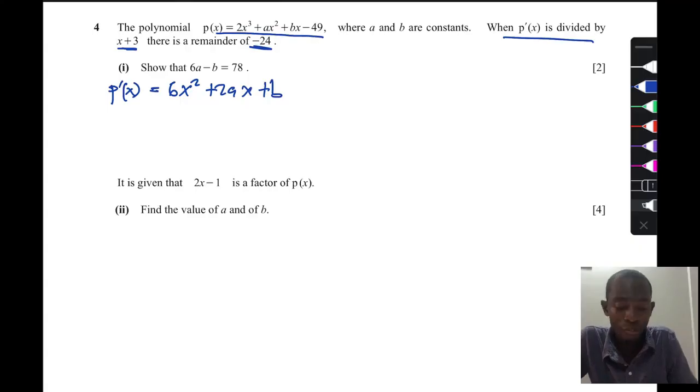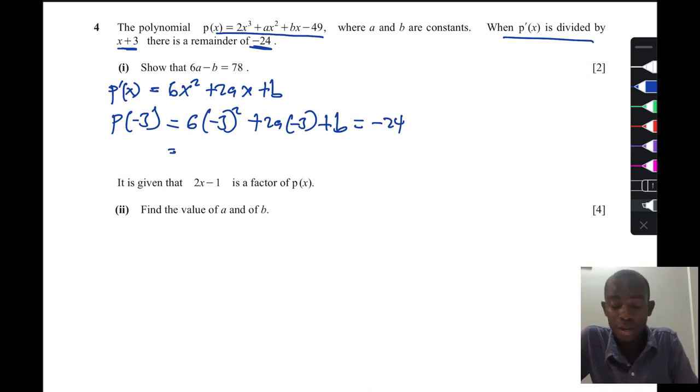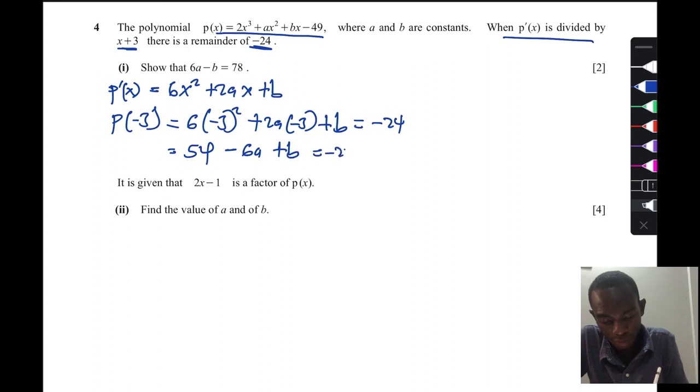We are told that if we divide this derivative by x plus 3, there's a remainder of negative what? 24. So that means if we find the zero of x plus 3, which gives us x equals negative 3, put it into the function that we just have. So let's see. We have p prime of negative 3 will give us 6 into bracket negative 3 squared plus 2a into bracket negative 3 plus b is equal to negative 24, because negative 24 is the remainder. So negative 3 squared is what? Is 9, and 9 times 6, that's 54. Then we have negative 6a plus b equals negative 24.